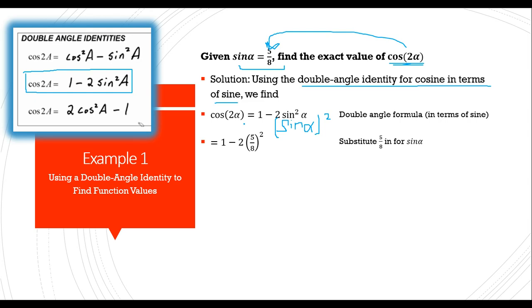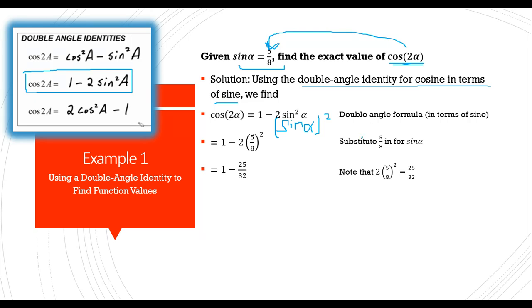Now I just need to perform some arithmetic. I need to actually do 2 times 5/8 quantity squared. If I do that, I get 25/32. Note that 2 times 5/8 quantity squared is 25/32. So I'm literally just substituting and doing the math.